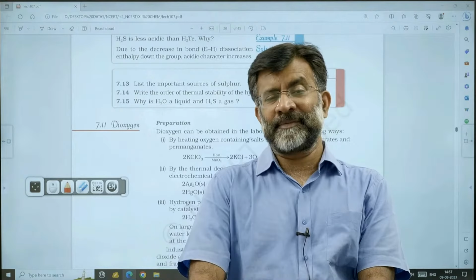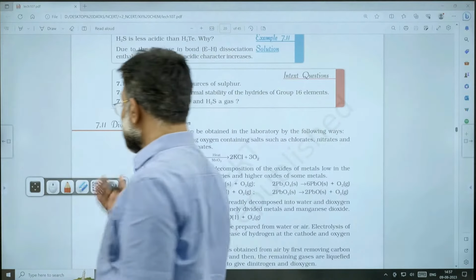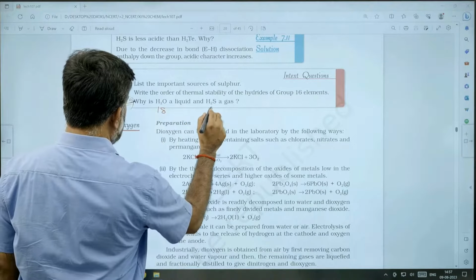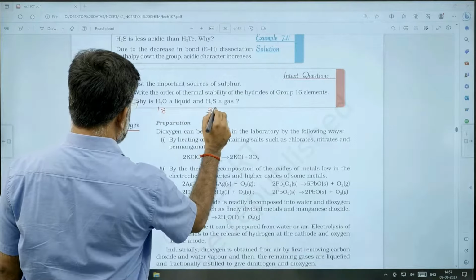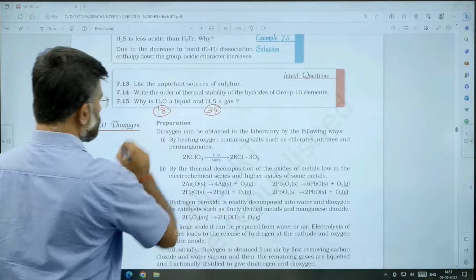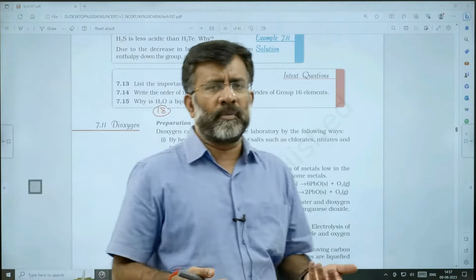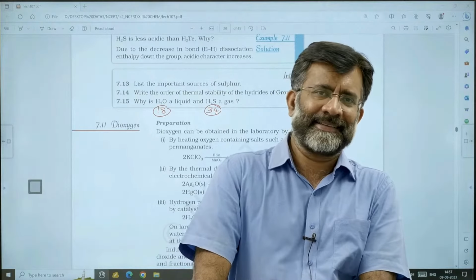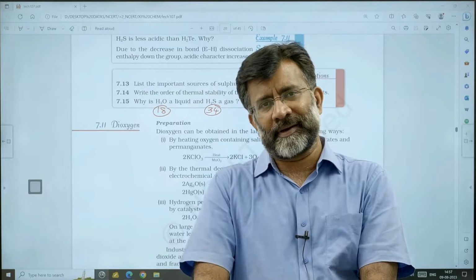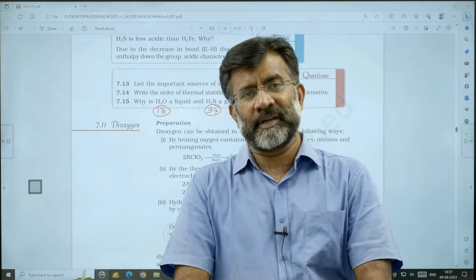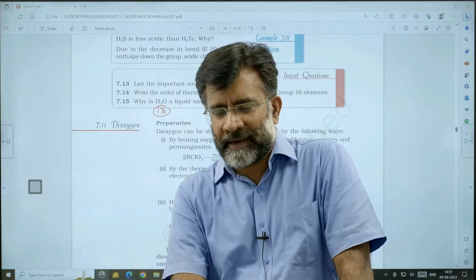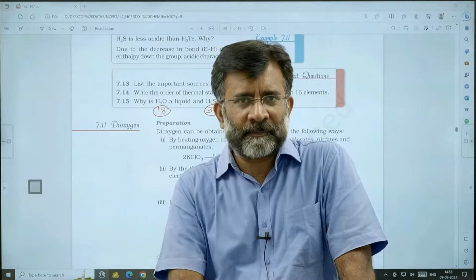And the interesting point is, the molar mass of H2S is very high. This is molar mass 18 units. This is molar mass 32 plus 2, 34 units. Even though the molar mass is greater for hydrogen sulfide, it is a gas, and H2O is a liquid, even though the molar mass is comparatively very low. See, molar mass is an important factor deciding the molecular attraction.